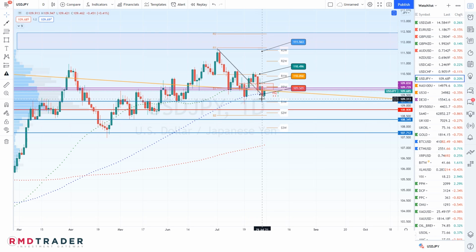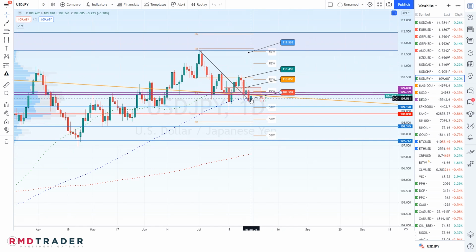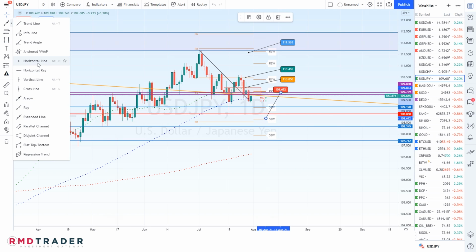That doesn't mean it's impossible for price to break down, but if it does, that will likely see price move to a new level of support, and we can see that we do have support at this area over here, and I'll just draw you guys a line quickly.